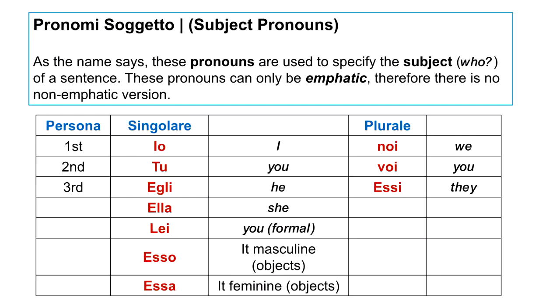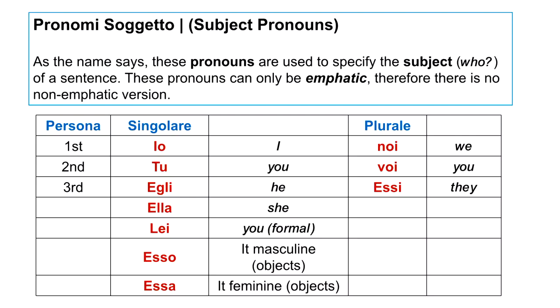Okay. So, io, tu, egli, ella, lei for formal, esso, essa. Now, let's see the first person in the plural is noi. Noi is the equivalent to we. Voi is the equivalent to our English you, right? Plural you. And essi is the equivalent to they. Now, once again, esso and essa is for objects. Noi, voi.